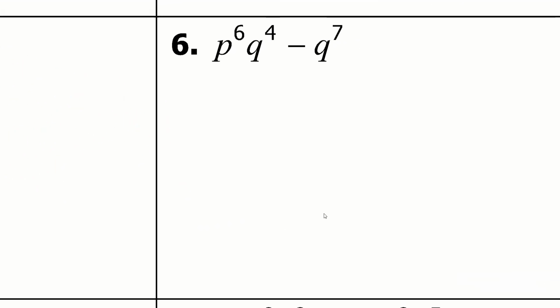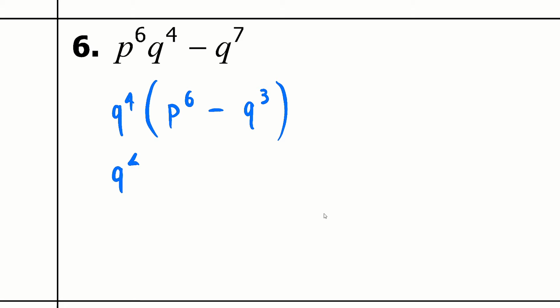Number 6. This one tricks some people. You really need to pull out a Q to the fourth. If you pull out Q to the fourth, that leaves you with P to the sixth minus Q to the third. Those are both multiples of 3, and it's subtraction. So this is difference of cubes. So it will break down into a binomial times a trinomial.